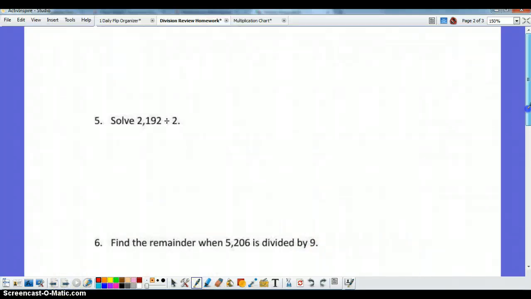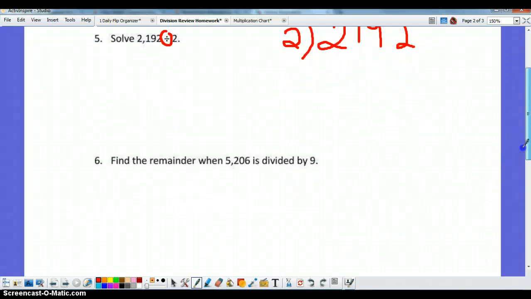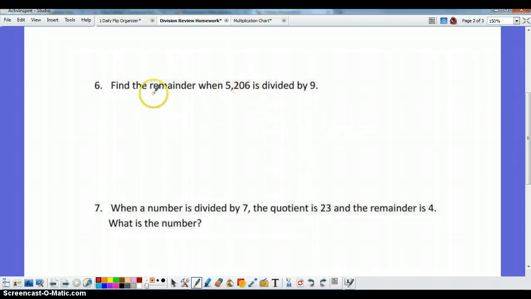When I look at number 5, it's just another division problem. Set up your division house. Of course, circle the property so you know what you're doing. 2,192 divided by 2. And then run through the division problem with it. In this case, you're dividing to find the remainder. So you know there's going to be a remainder at the end of this one.